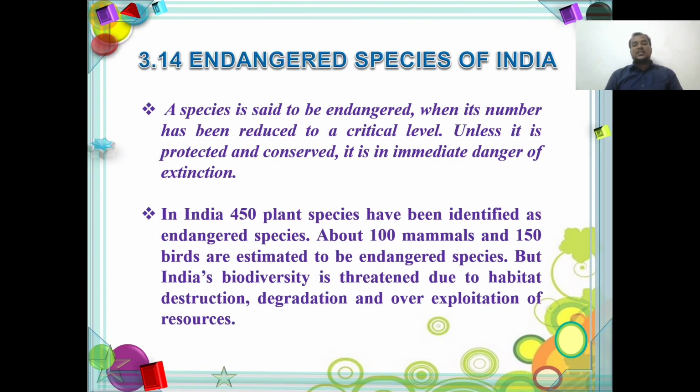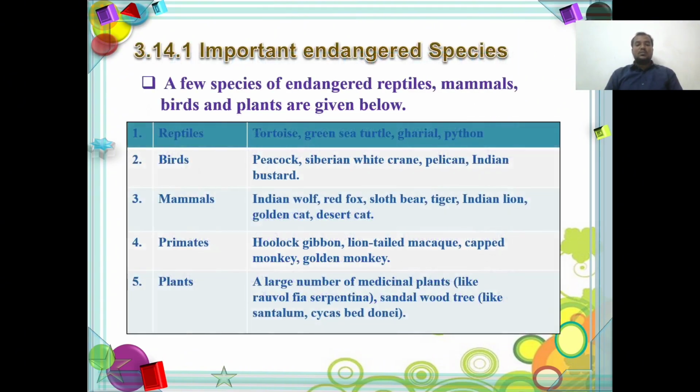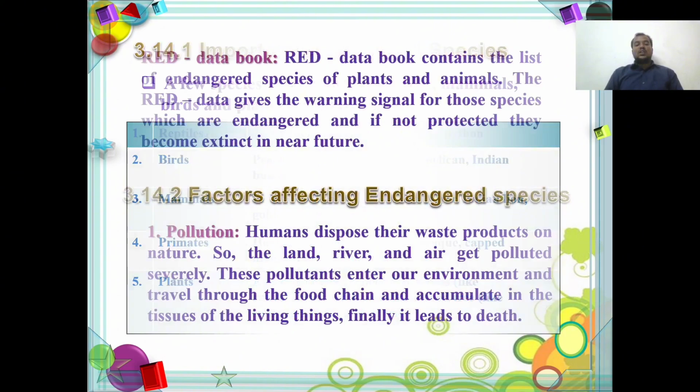Then endangered species of India. A species is said to be endangered when its number has been reduced to a critical level, and unless it is protected and conserved, it is in immediate danger of extinction. In India, 450 plant species have been identified as endangered. Among birds, the peacock, Siberian white crane, pelican and Indian bustard are important endangered species. Plants with high medicinal values are also important for human life.